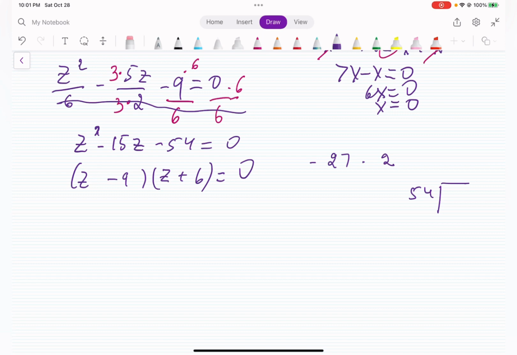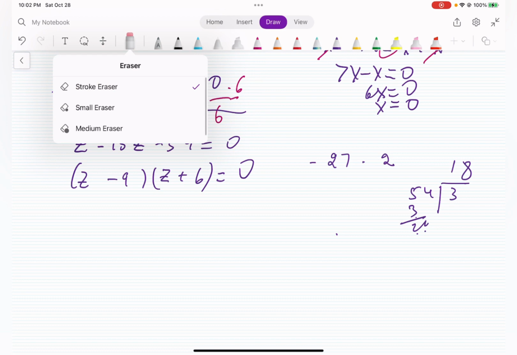By 6, two is not working. 3. 54 divided by 3. 124 by 3 is 8. Okay, 8. Oh, that's it. 18 and 3.